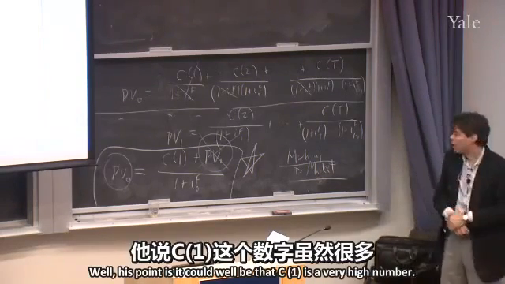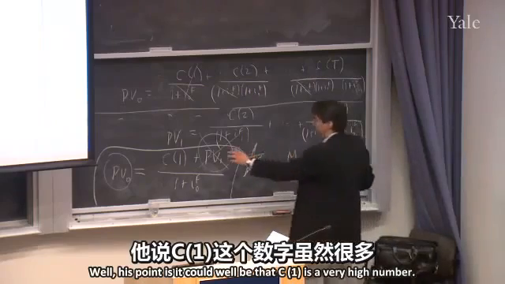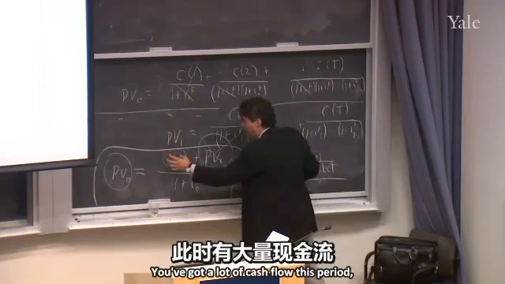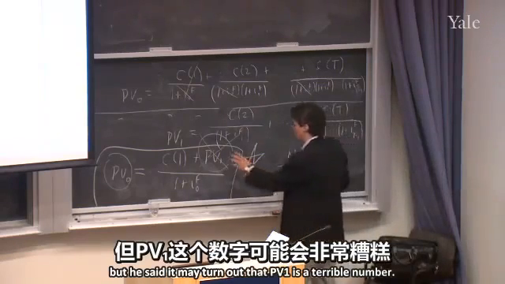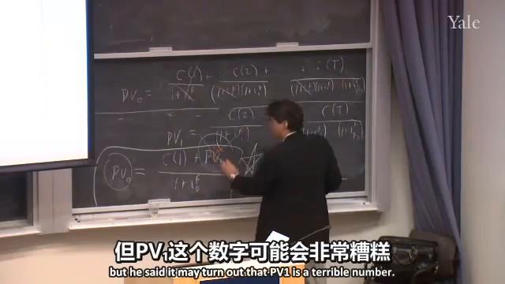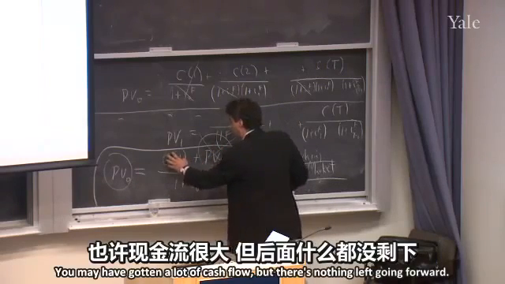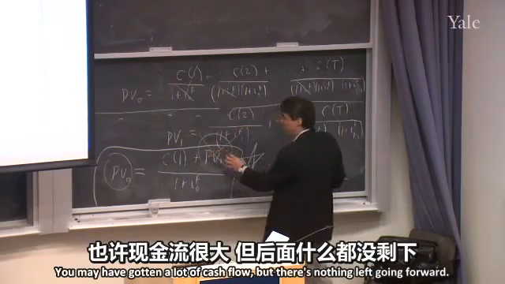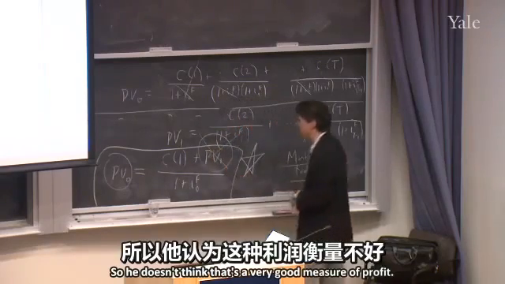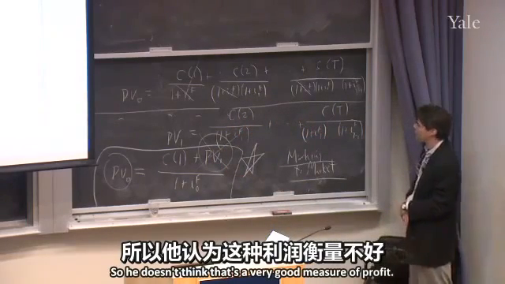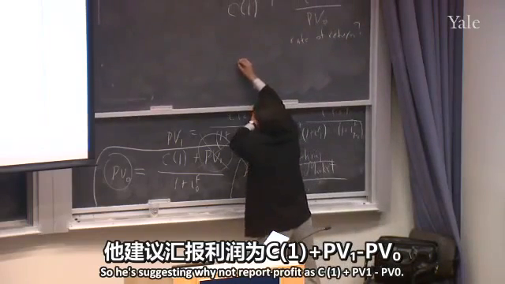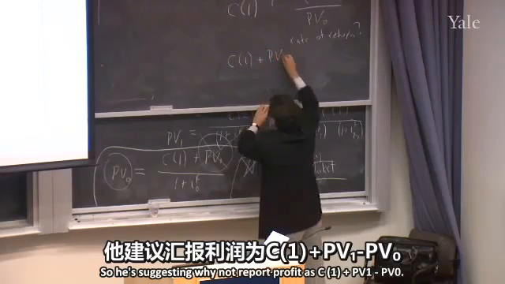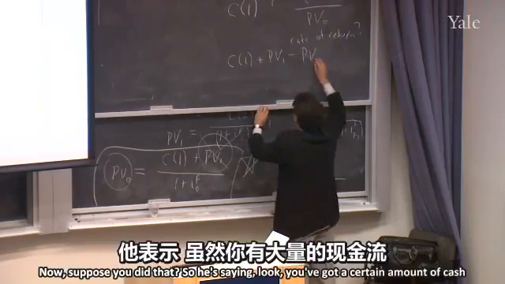Well, his point is, it could well be that C of 1 is a very high number. You got a lot of cash flow this period. But it may turn out that PV1 is a terrible number. So you may have a lot of cash flow, but there's nothing left going forward. So he doesn't think that's a very good measure of profit. He's suggesting, why not report profit as C of 1 plus PV1 minus PV0.